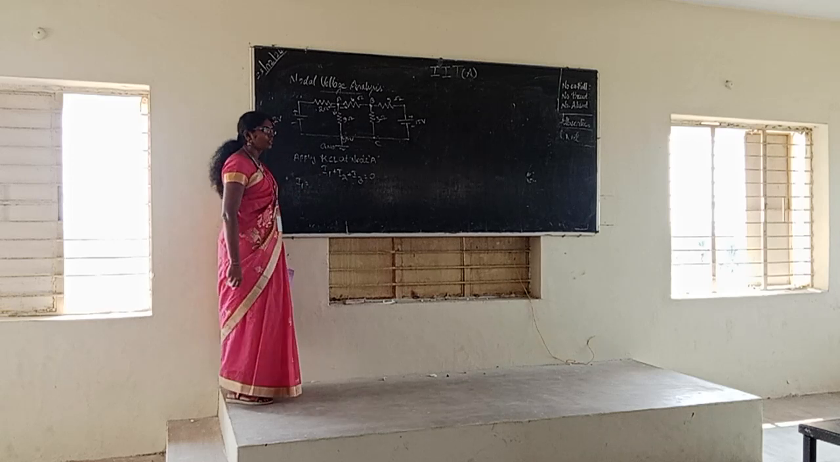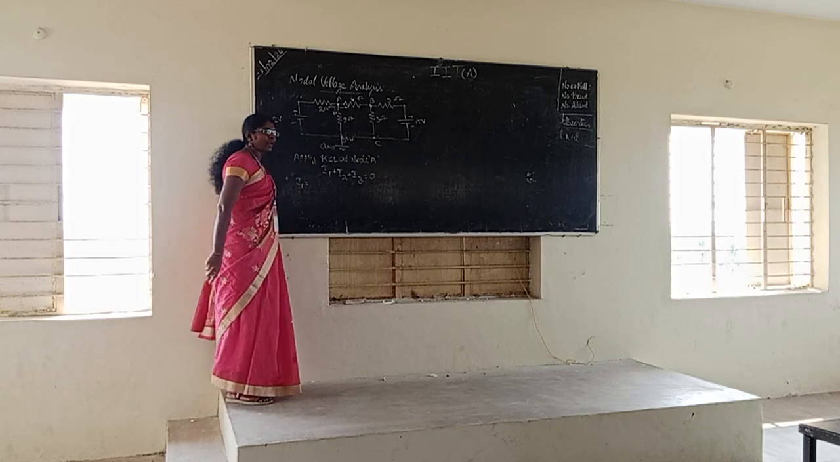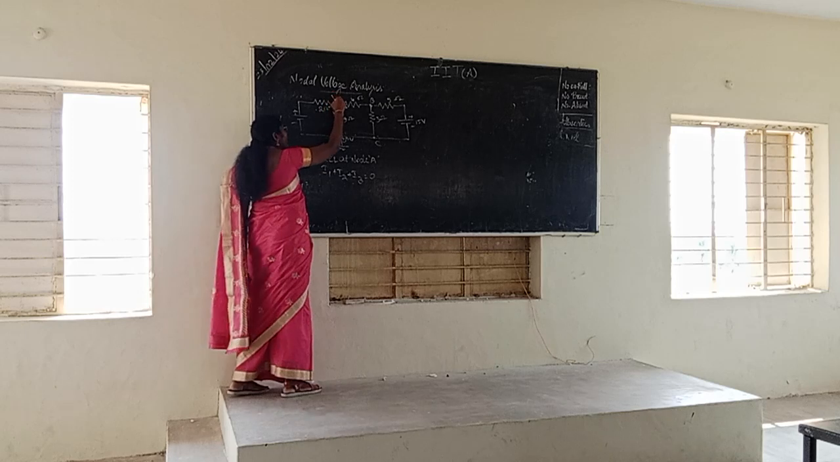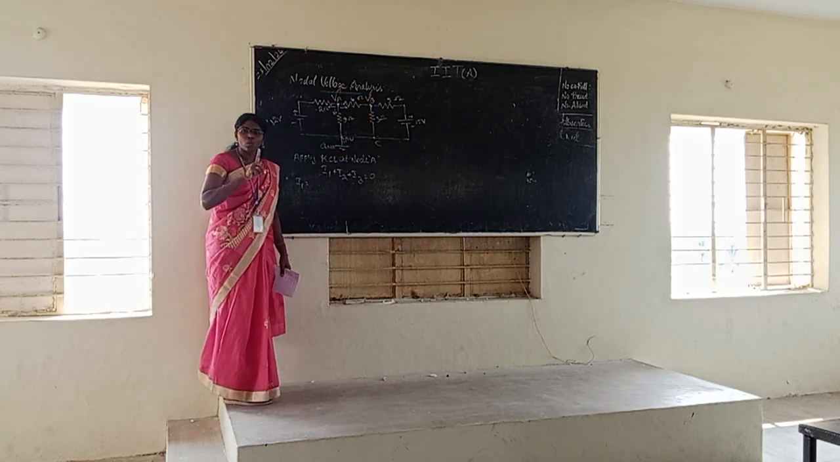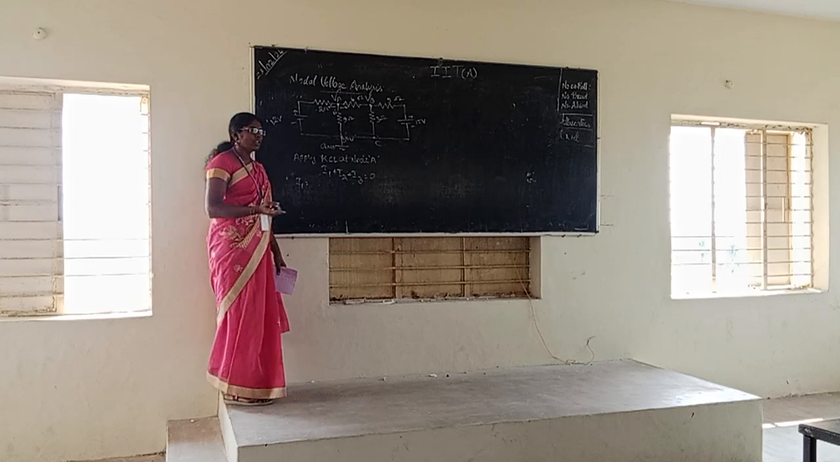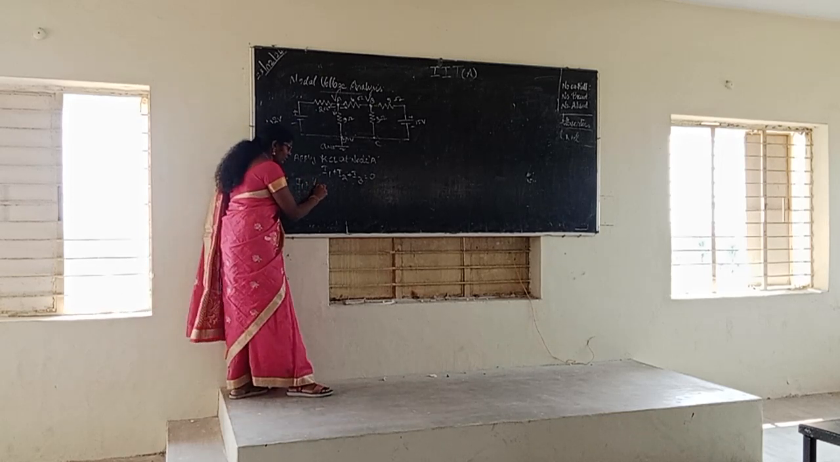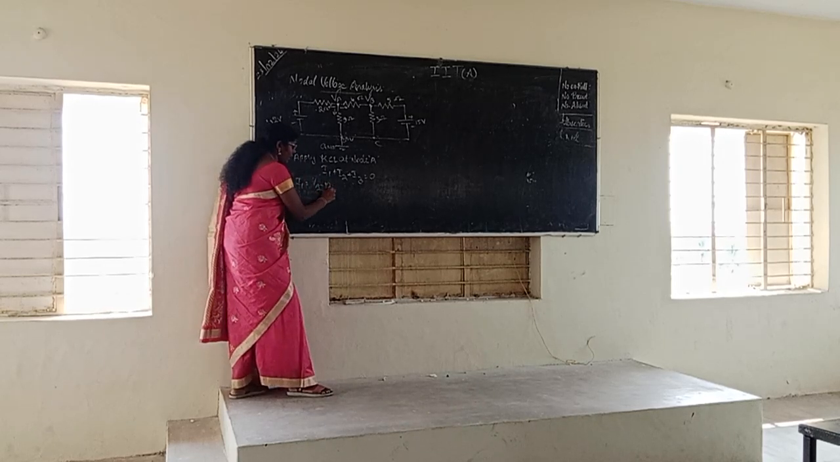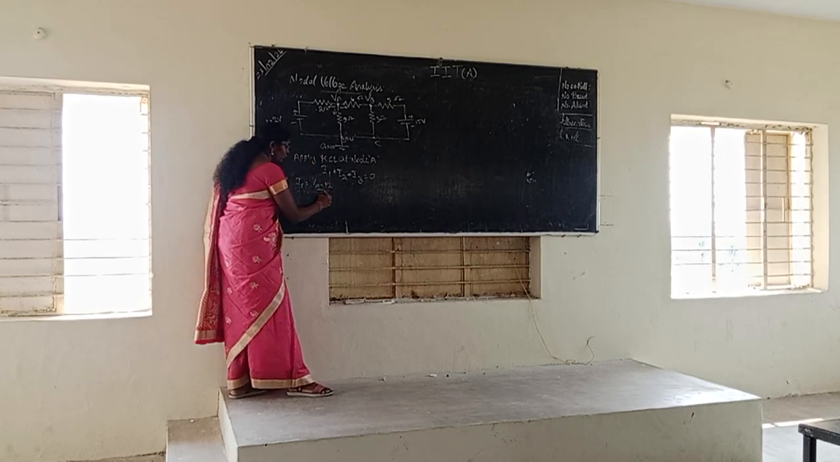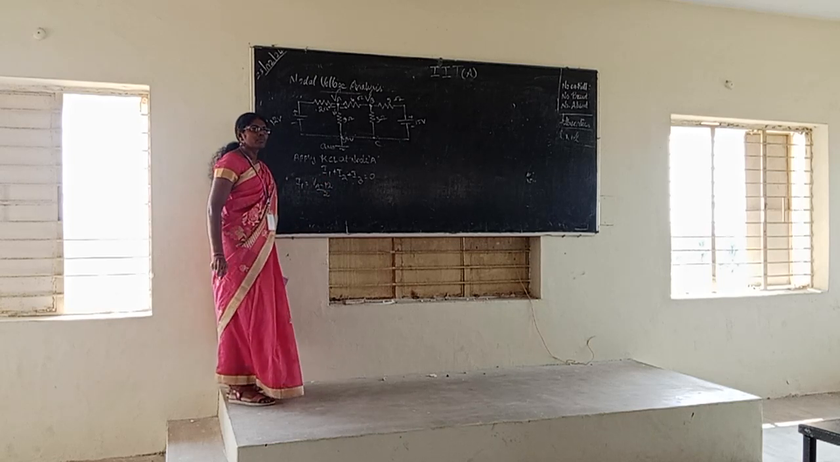I1 is V1 minus V2. Here I have taken it as VB, or you can take it as V2. So we will write it as VA minus 12 by 2. Clear up to this?